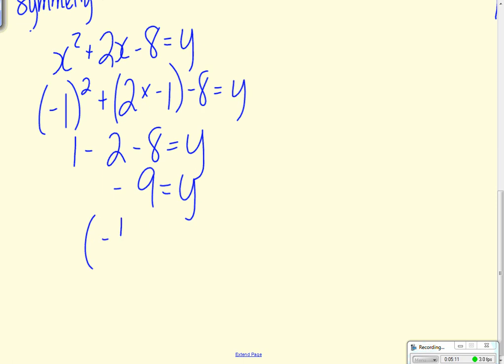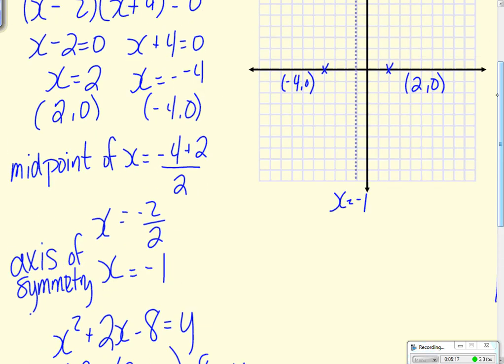That means our turning point is negative 1, negative 9. And I can put that on my graph. So 1, 2, 3, 4, 5, 6, and that's there. And so we'll say negative 1, negative 9. And I'll even put TP underneath it for turning point, just in case. Now all I need is my y-intercept.